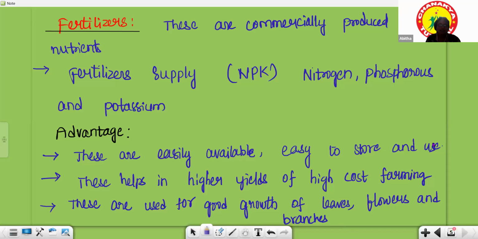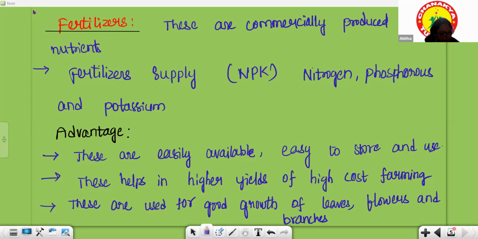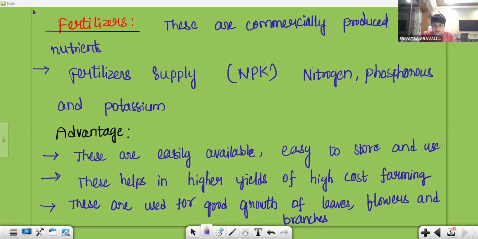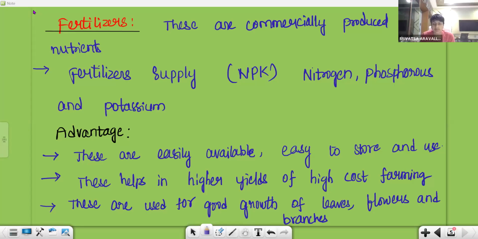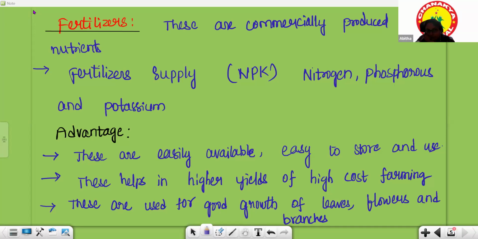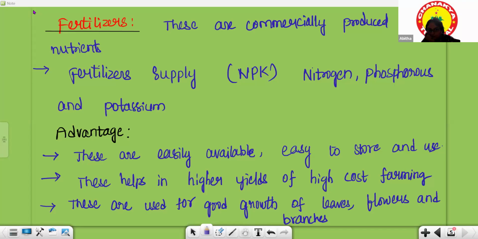Please read about fertilizers, Srivatsa, what we mentioned in fertilizers. What are fertilizers? Fertilizers are commercially produced plant nutrients. They are fertilizers which supply NPK: nitrogen, phosphorus, and potassium.